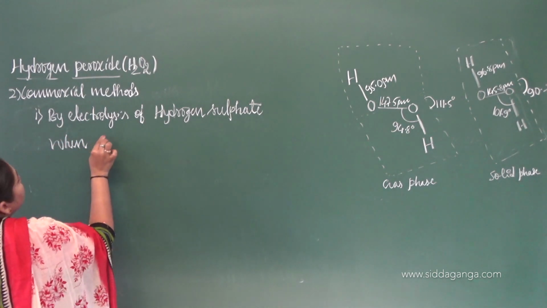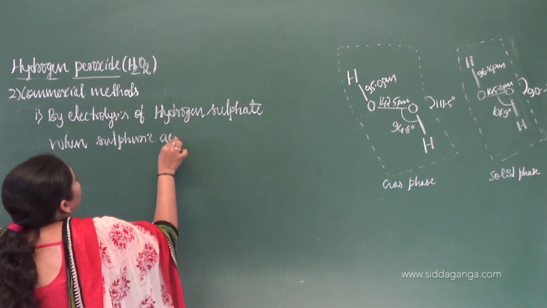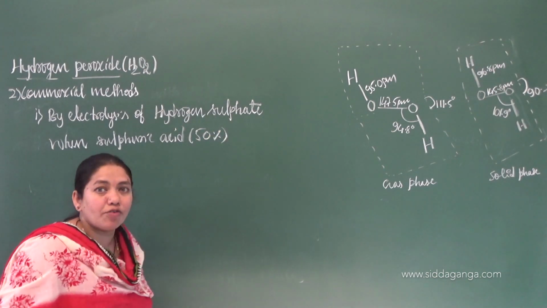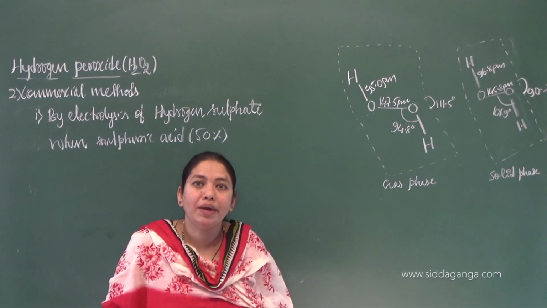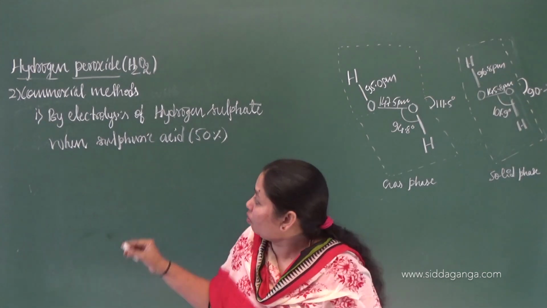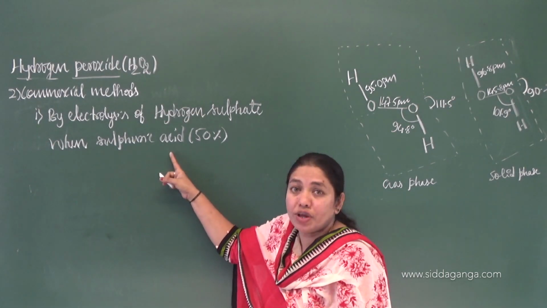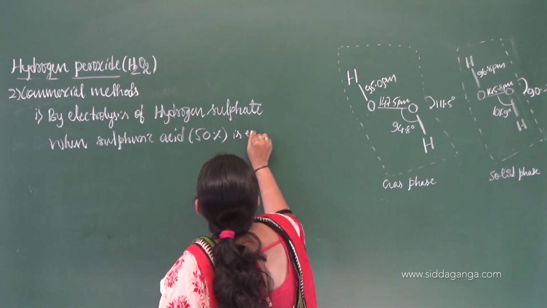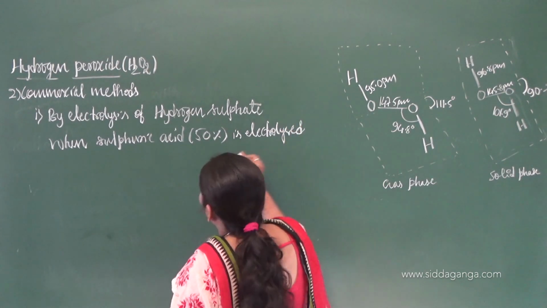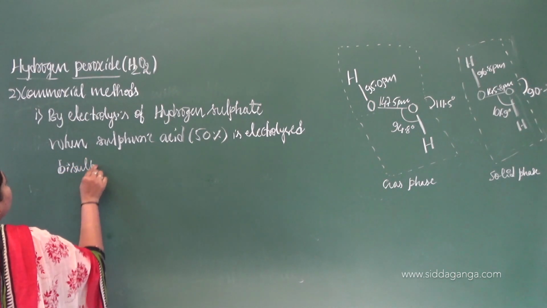When sulfuric acid, you remember here, a very important concept, this is 50% sulfuric acid, that is highly concentrated, because if you take dilute sulfuric acid, there is a different reaction. We are talking about the concentrated sulfuric acid. What is the percentage of that one? 50% sulfuric acid is electrolyzed. So bisulfate is obtained.